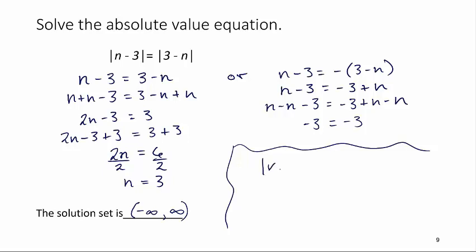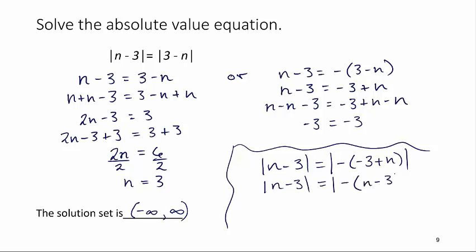So let's take a look. What's happening here? Because on the face of it, it doesn't look like they're the same. But if we have the absolute value of n minus 3 equal to, I'm going to just factor a negative out of that second expression. Okay, so inside the absolute value signs, I have negative times negative 3 plus n. Okay, negative 3 plus n, that's the same thing as n minus 3, is it not? Yeah. Okay, so when we take the absolute value of negative n minus 3, what is that going to give us? N minus 3, right?